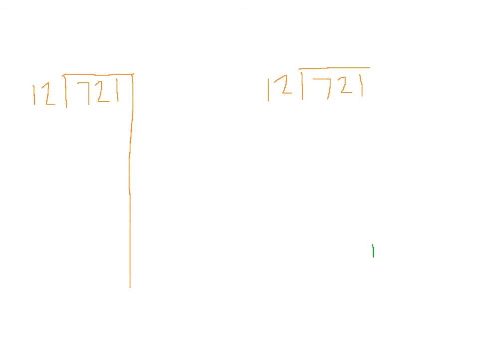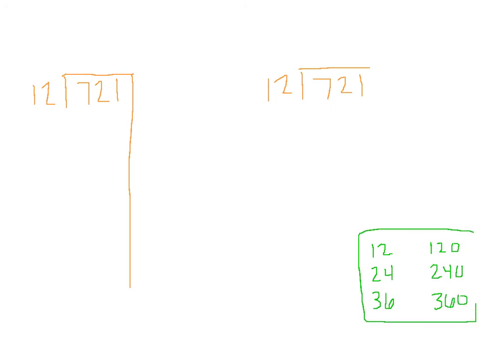12 times 1 is 12. 12 times 2 is 24. 12 times 3 is 36. And that's good because it's just simple facts. You should know that. 12 times 10 is 120. Times 20 would be 240. And then 360. Perfect. So, there's my little multiple box.